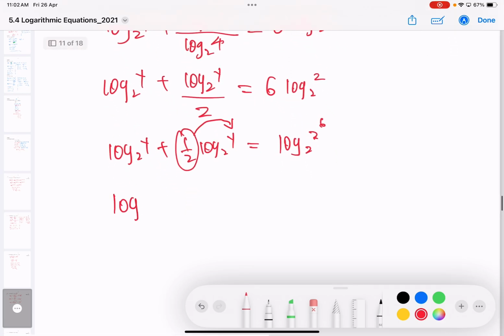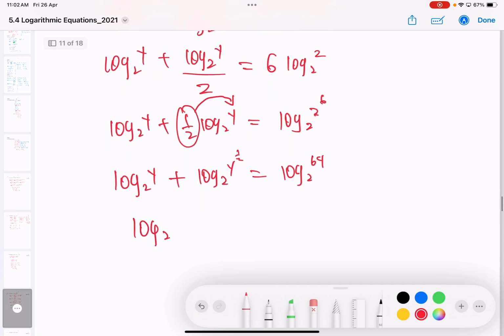Okay, so I'm going to rewrite this: log 2 y to the power of half is equals to log 2. What is 2 to the power of 6? 2 to the power of 6, 64. Okay, so I'm going to combine everything into 1. So it'll be y times y raised to the power of half is equals to log 2, 64.